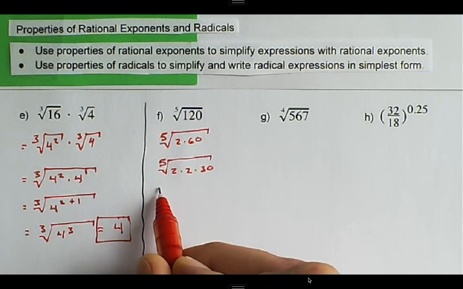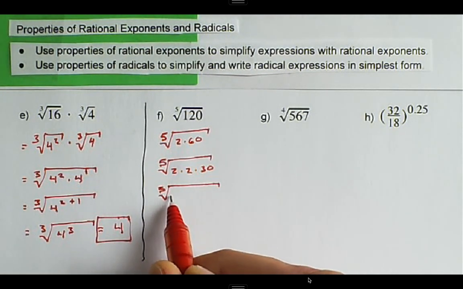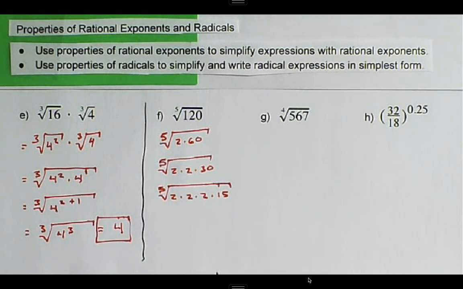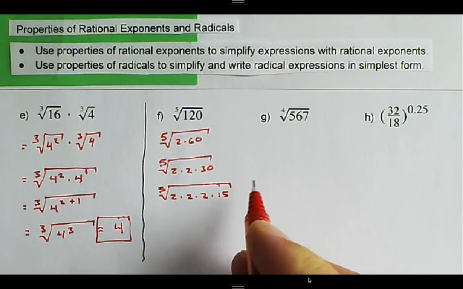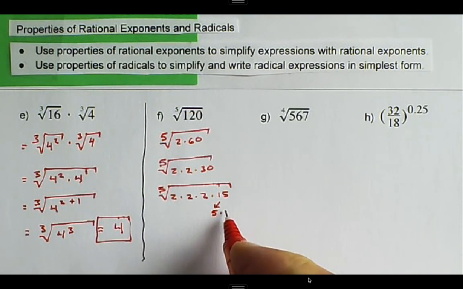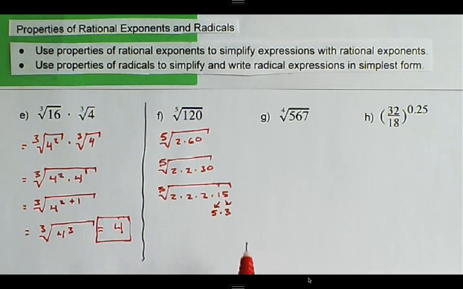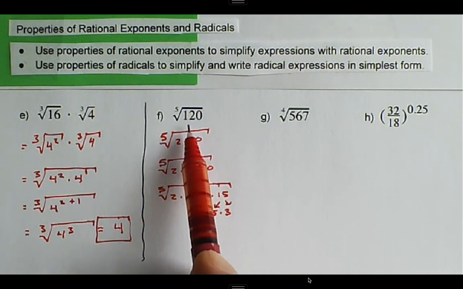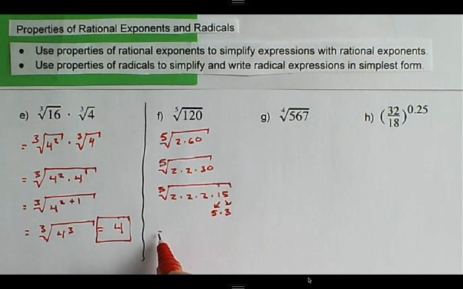We can divide 30 by 2. So the fifth root of 2 times 2 times 2 times 15. We can divide 15 into 5 times 3, and that is as simple as it gets. 2 times 2 times 2 times 5 times 3. That's the most that we can get this broken down. We have 3 2's, we have 1 5 and 1 3, but we need 5 of the same in order to take it out of the radical. So actually the simplest form of this is what it was originally, which is the fifth root of 120.